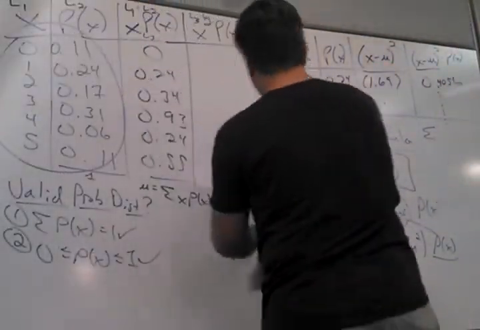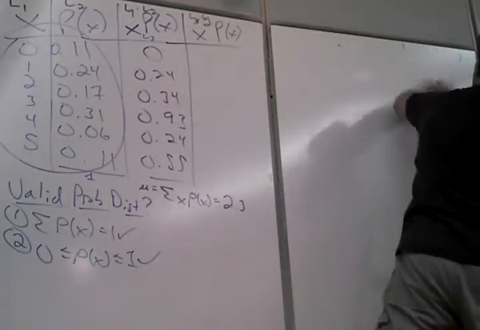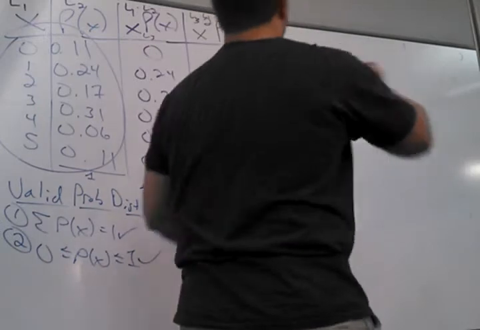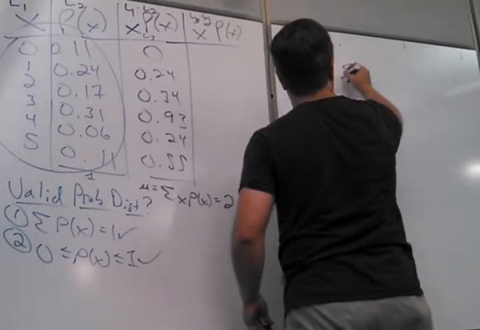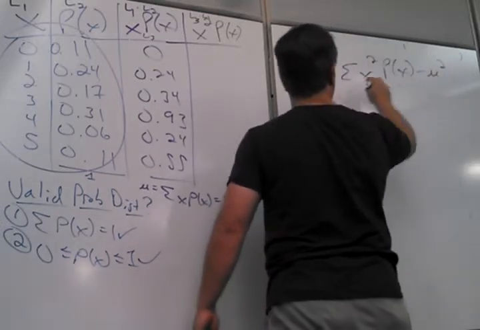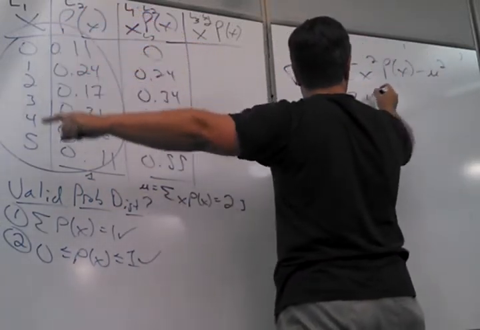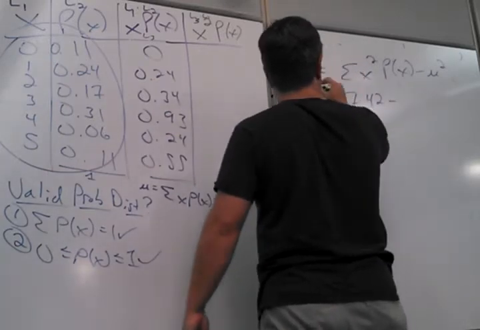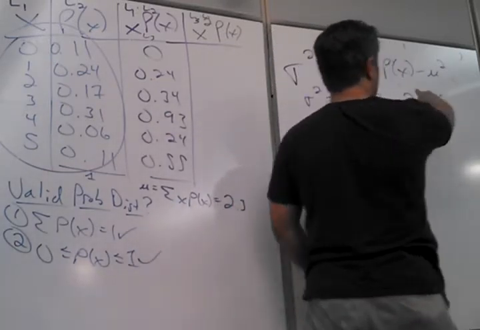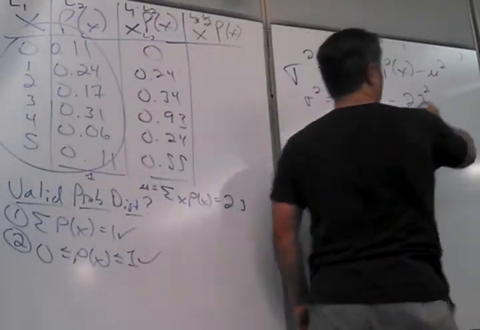Mean squared. Yeah, so we got all that there. So the variance is the sum of x squared p of x minus the mean squared. What was the sum of the x squared p of x? 7.42. What was the mean? 2.3. And the biggest mistake I see is people forget to square that poor little dude. So square that poor little dude.